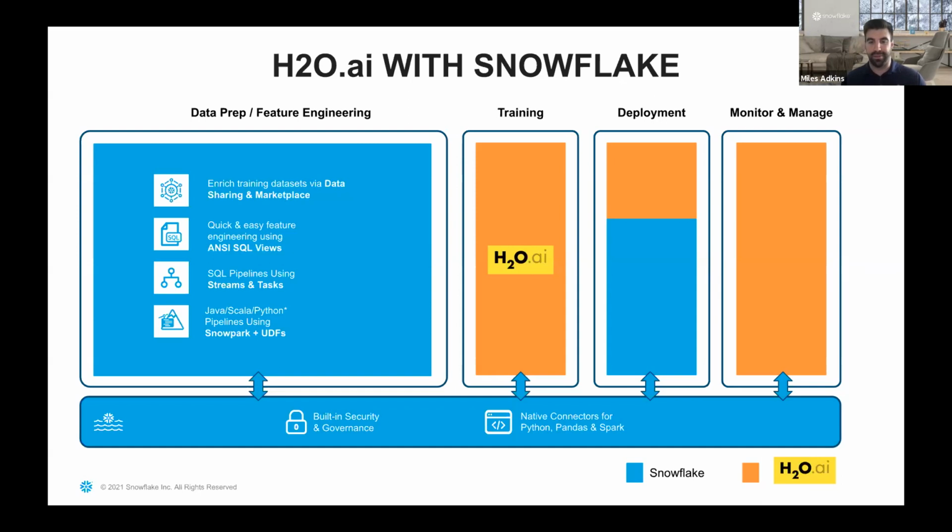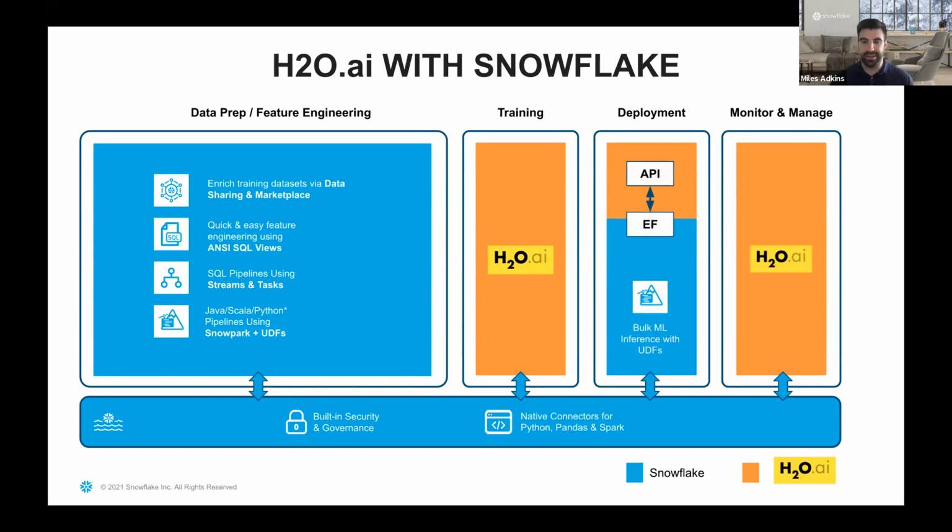Now, where we don't cover, and this is why we partner deeply with H2O, is on the model training side. We obviously don't have any capability for you to train a model inside of Snowflake. So with H2O, we have a bunch of different native connectors that can be created to do your model training.